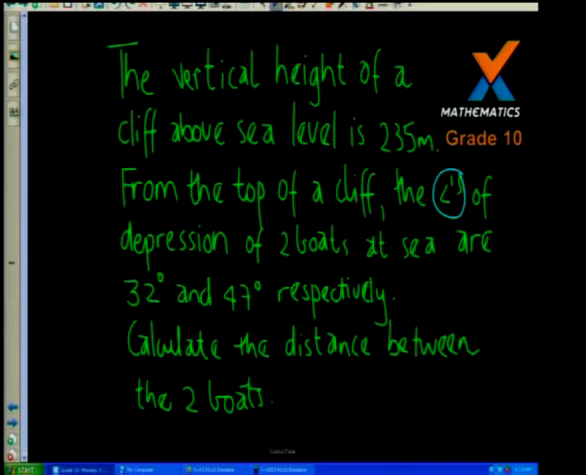So from the top of the cliff, this person sees two boats at sea, and the angles at which he sees the boats are 32 and 47 respectively. And our job is to find out how far the boats are from each other. Okay. So you kind of scan for the important information.